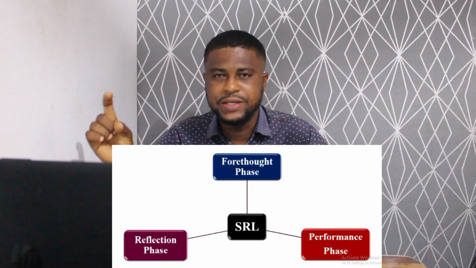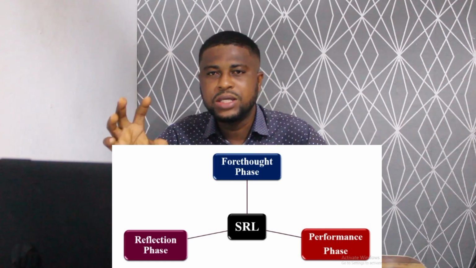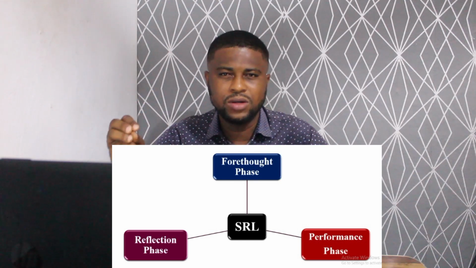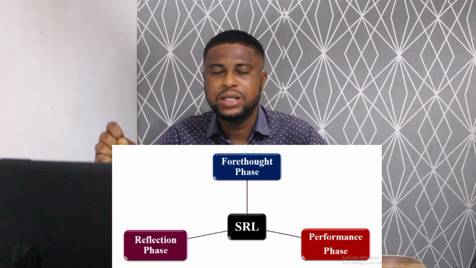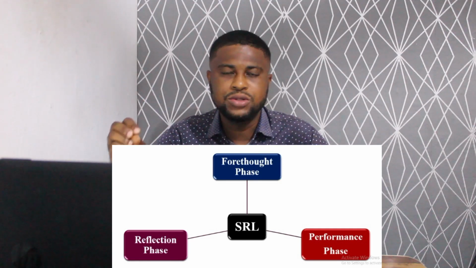So Zimmerman, Barry, helps us with three key phases when it comes to self-regulated learning, and the three phases are the forethought phase, the performance phase, and then the reflection phase. So three key phases or stages when it comes to self-regulated learning, according to Barry Zimmerman, who is a very renowned educationist and one of the pioneers of self-regulated learning. So forethought phase, performance phase, and then reflection phase.